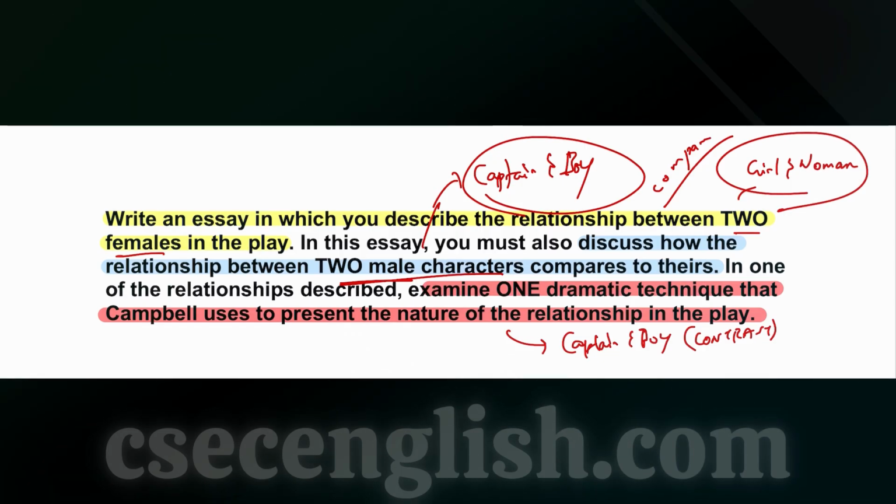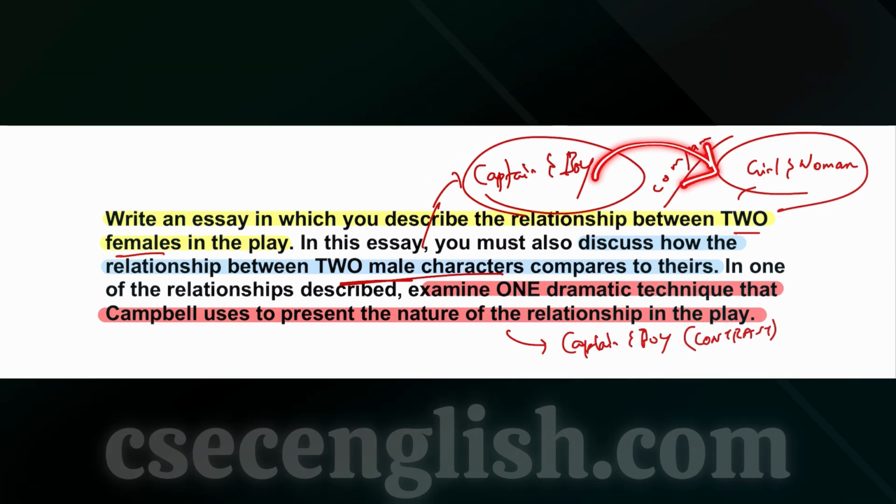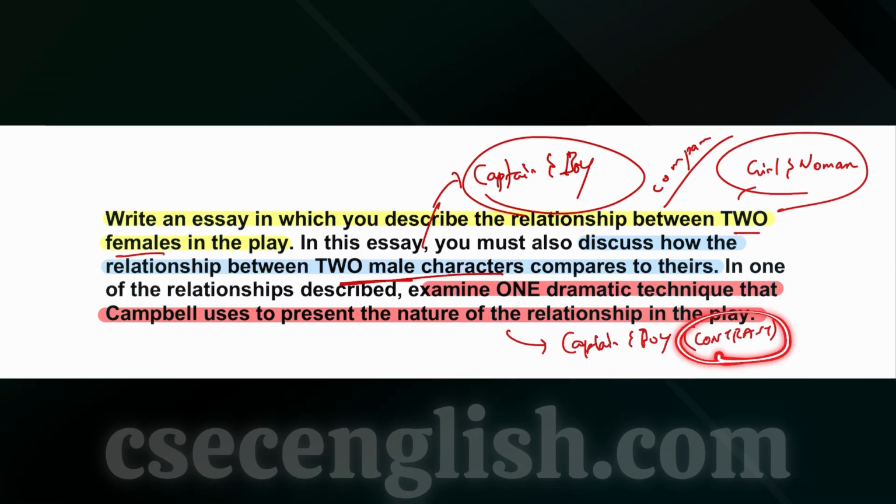So here we have the question kind of broken down. It's a very simple question. You could get questions that are a bit more complex, questions that have more difficult vocabulary. So this is really a simple example. We're going to look at the relationship between two females. That's going to be girl and woman. Then we're going to look at the relationship between two males. That's going to be captain and boy. And we're going to compare that relationship to the relationship between the two girls, the two women, the two females. And for the final body paragraph, I will talk about how contrast is used to portray the relationship between captain and boy.